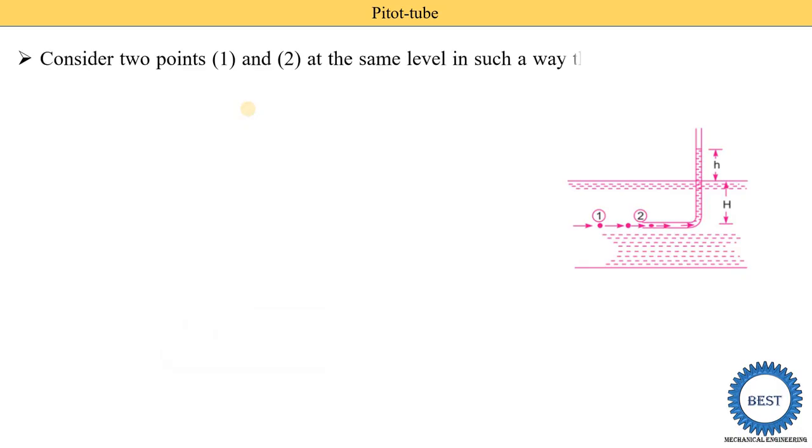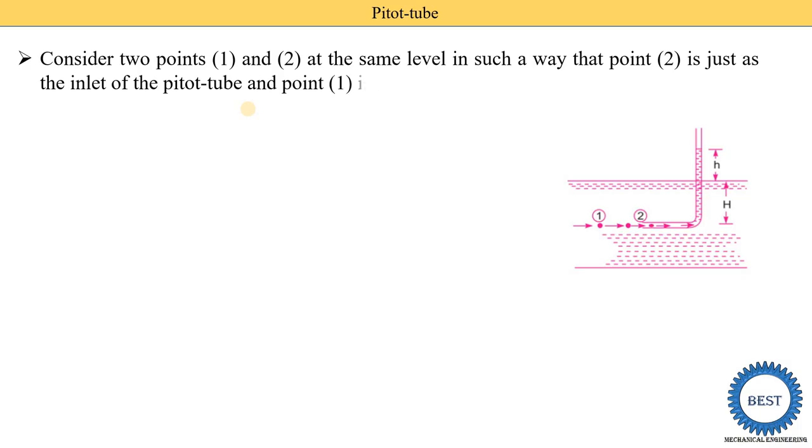So first we understand a few of the parameters. For that we need to consider two points, point 1 and point 2, at the same level. Same level means that point 1 and point 2 are at the same level, so if we measure the distance from the datum line of the pipe, they have the same height. Okay, so it is called the same level. And point 2 is at the inlet of the pitot tube, and point 1 is far away from the tube.